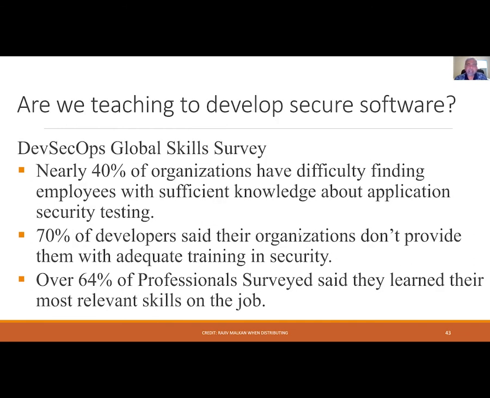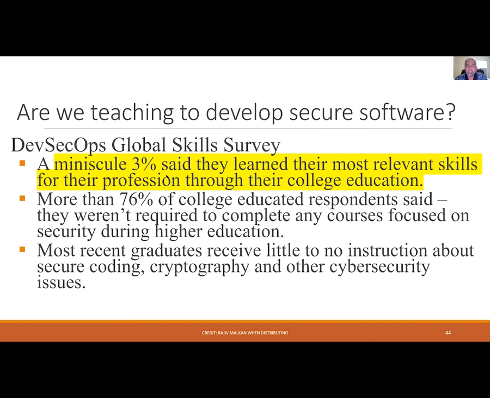So this is the DevSecOps survey, and what it said is that 40% of organizations said they can't find people with application security testing knowledge. And 70% of the developers said they didn't get adequate security training. But this is the staggering news: a minuscule 3% said they learned the most relevant professional skills through college education, only 3%. And 76% of college-educated respondents said they did not take a single security class during their higher education. That's staggering.